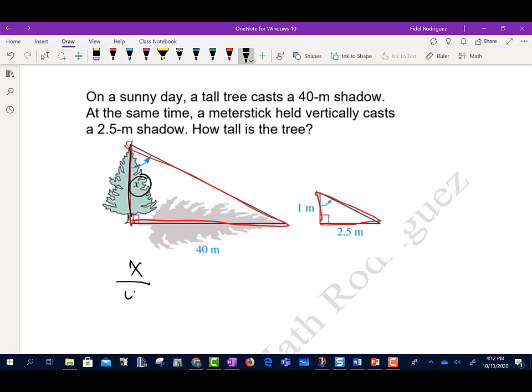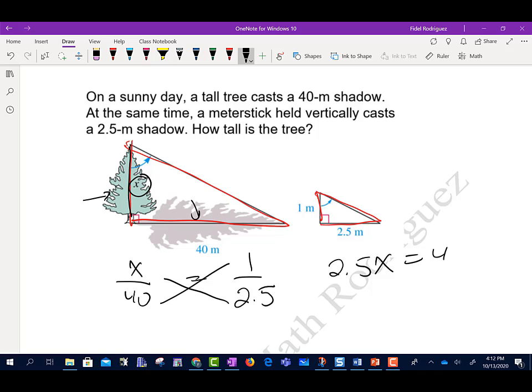So I'm going to say x over 40, the height over the shadow, is going to be equal to the height over the shadow of the second one. And now we can cross multiply. So 2.5x is equal to 1 times 40, which is 40. Then we'll divide both sides by 2.5.